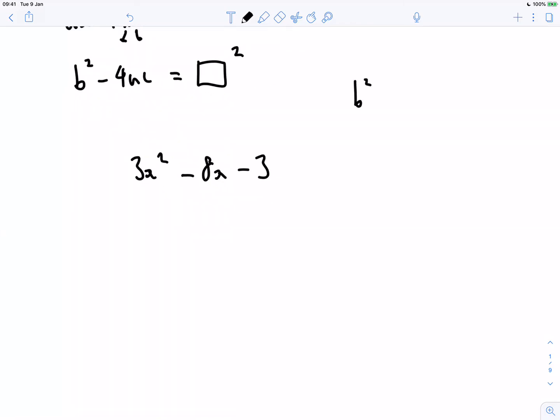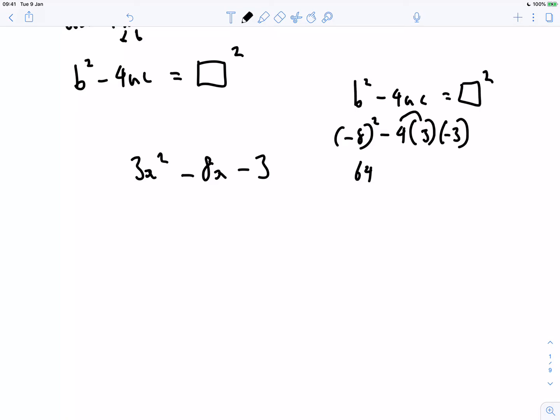Well, is b squared minus 4ac a square number? Well, b squared, that's minus 8 squared, minus 4 lots of a, which is 3, lots of c, which is minus 3. Minus 8 squared is 64. 4 times 3 is 12. Times by 3 again is 36. And minus minus makes a plus, that's plus 36. 64 and 36 makes 100, and that is 10 squared. So yes, this can be factorised.